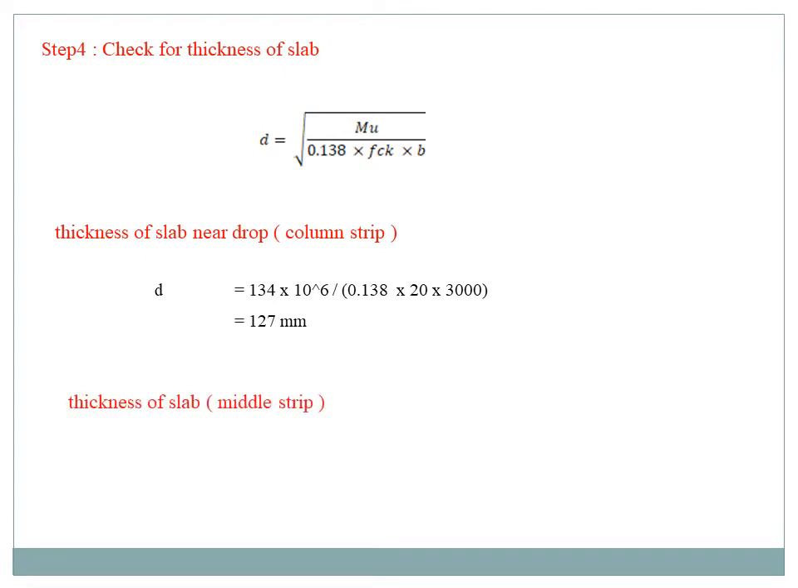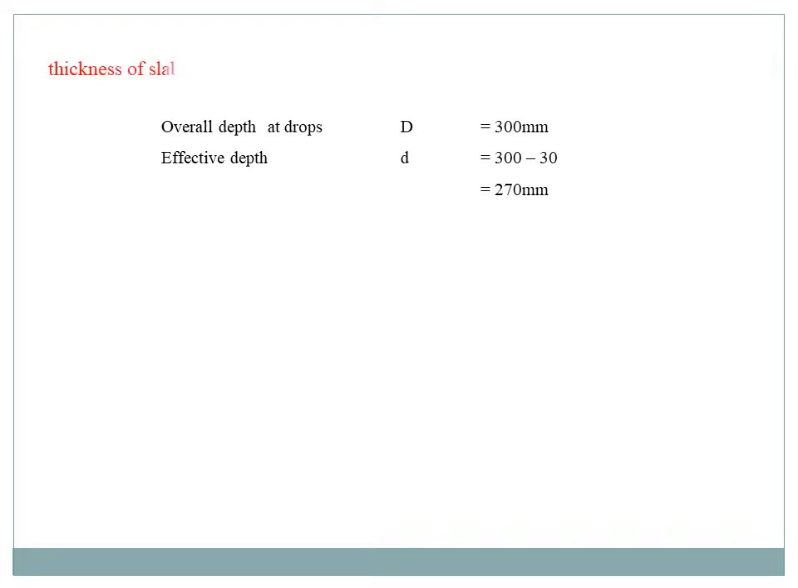The thickness of slab for the middle strip. Our middle strip maximum moment is 41 kilonewton meter. So 41 into 10 power 6 divided by 0.138 into 20 into 3000 mm. So D is equal to 70 mm. So thickness of slab near drop for column strip.